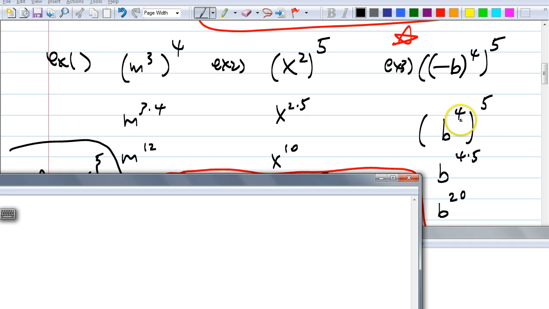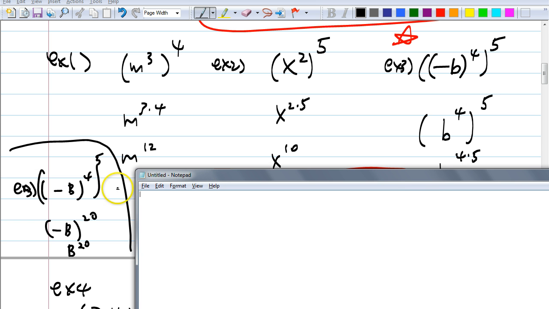Therefore, I got positive b to the fourth. Now I use the rules that we just learned. 4 times 5 is 20. Or you could have thought of this. You could have done it this way. You could just do 4 times 5, which is negative b to the 20th.